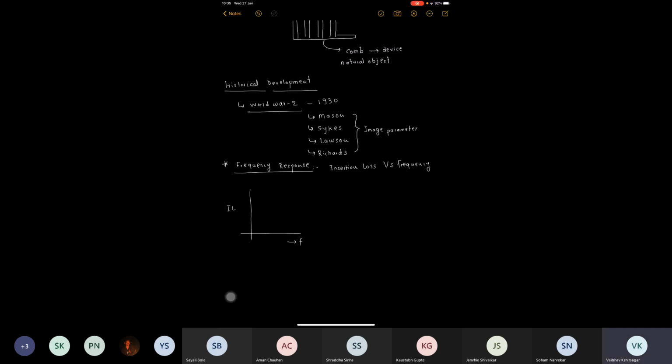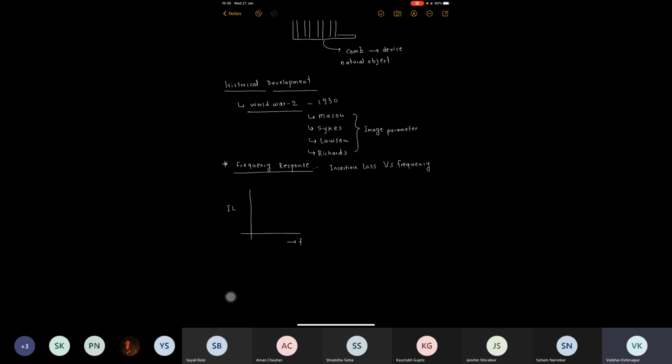Opposite to this, how does the high pass response look? It looks like this. Again, frequency and insertion loss. Here it will be opposite, in this way. So this is the frequency response of a high pass filter. I will write here high pass response. I will elaborate and explain these responses in detail, but let me first draw all of them.